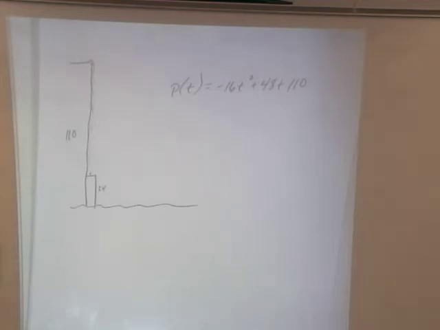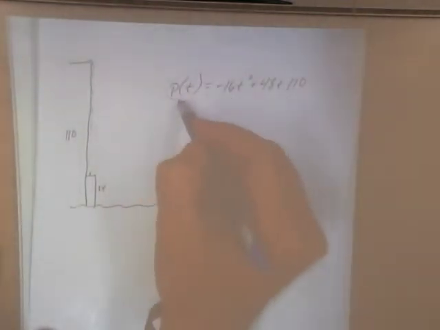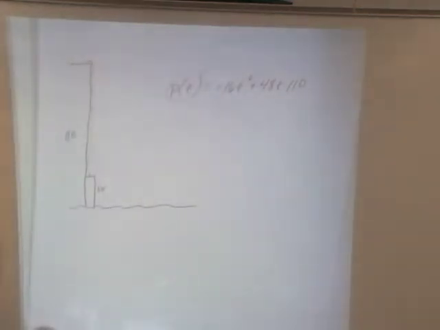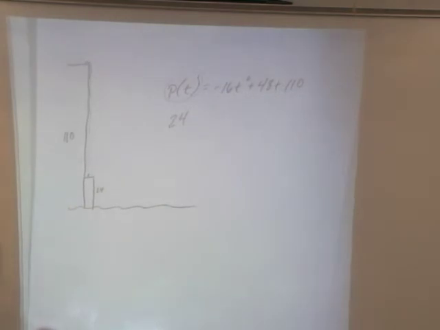So p is the height of the pebble, right? So I'm going to solve for time. It's telling me to the nearest 1/100th of a second. So what am I going to make this equal to when it hits the bridge guard? 24? The height of the pebble will be 24 when it hits it. Does it make sense? Yeah.